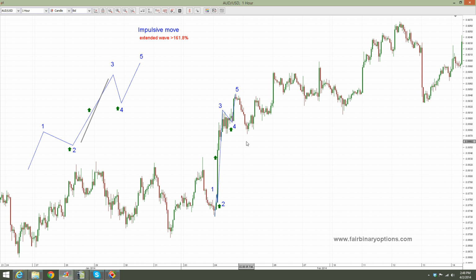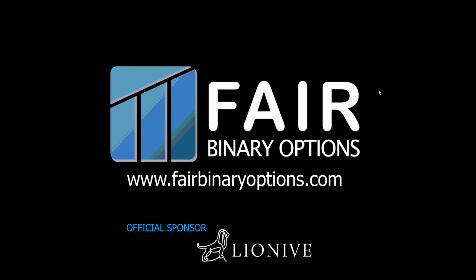Now this is how we should recognize an impulsive move. Take into account all the time the 161.8 extension, and the proper place to buy call options is the second and the fourth wave. Thank you very much for being here. This is fairbinaryoptions.com, and we've just concluded what an impulsive wave is, the basics of an impulsive wave, and how to trade binary options based on that.